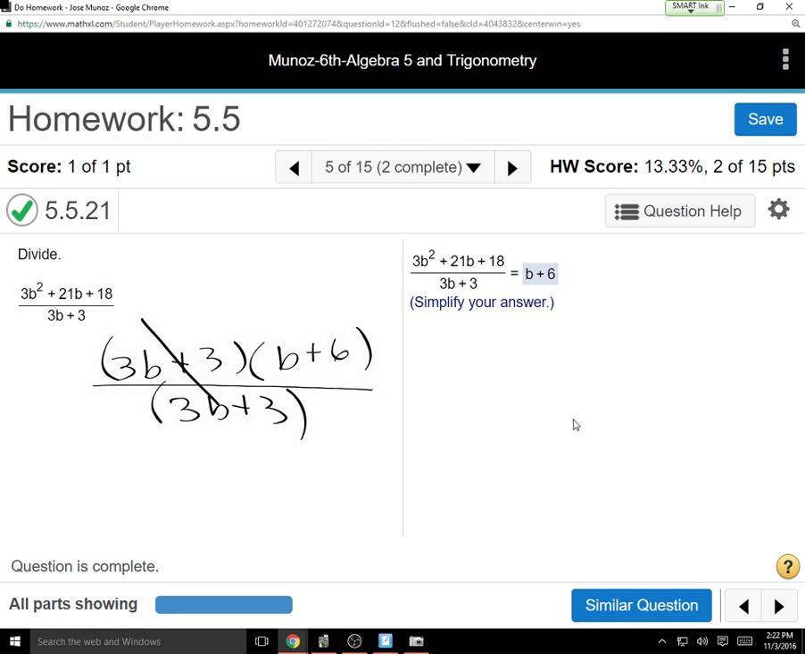Wait a second. That's not fair at all. Look at 18b plus 3b. Remember, the 21b is outside inside, right? We'll do that in another chapter. I promise. We're going to do it again.